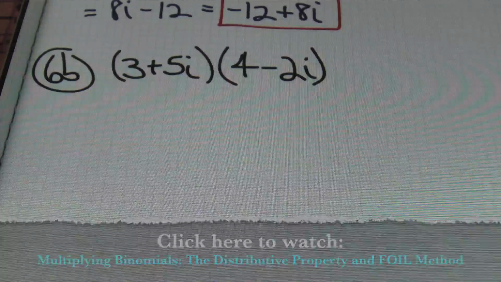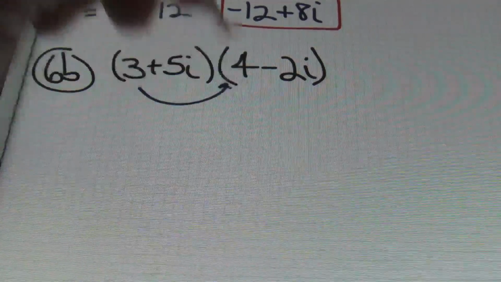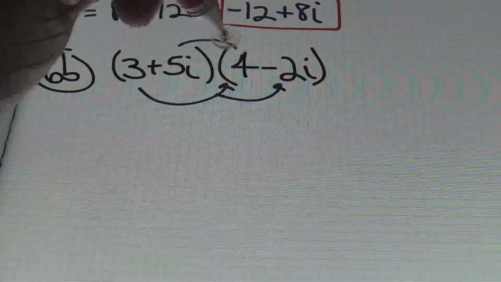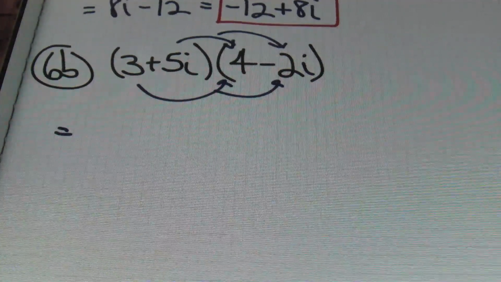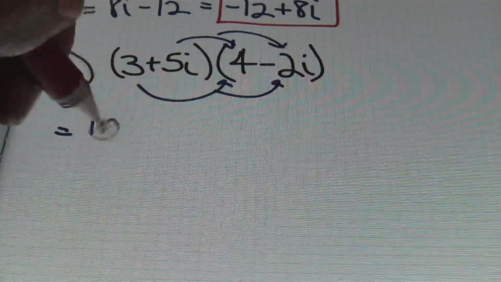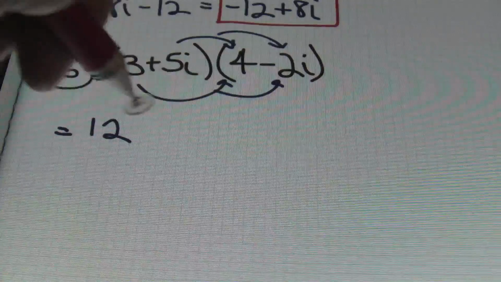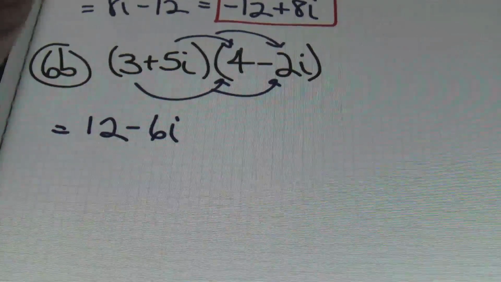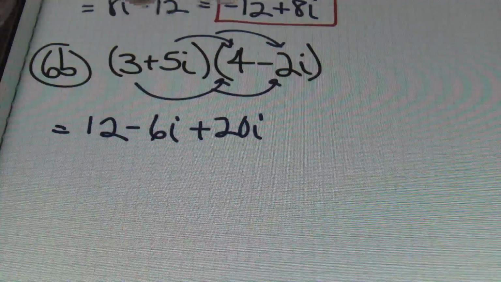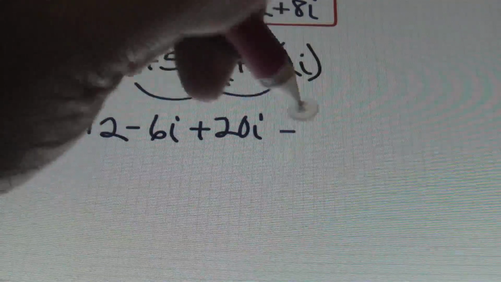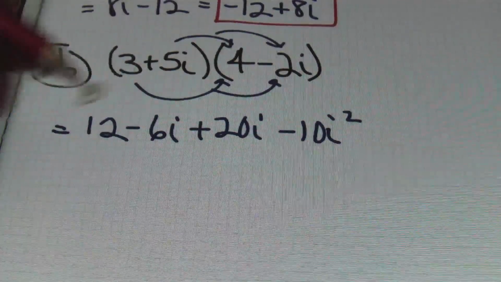So I'm about to get my arrows popping here. So I got my arrows popping and I'll be multiplying this stuff out for you. So starting out, we'll be multiplying 3 times 4, that gives me 12. 3 times negative 2i is negative 6i. 5i times 4 is a positive 20i. And 5i times negative 2i, that gives me a negative 10i squared.